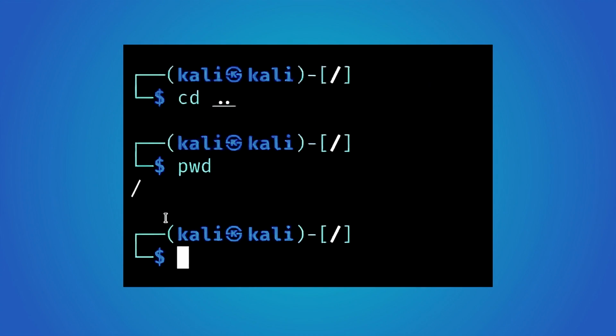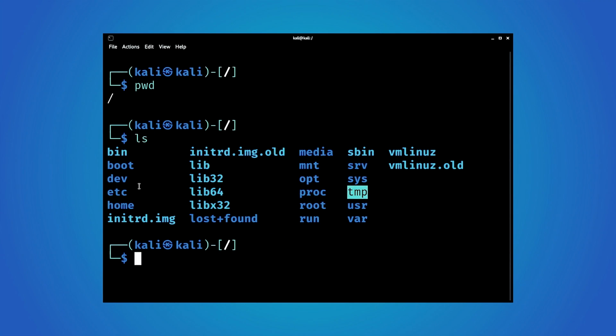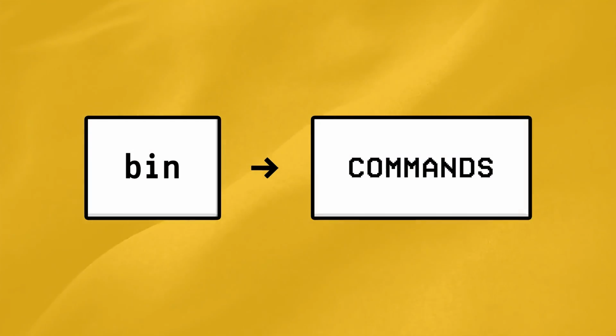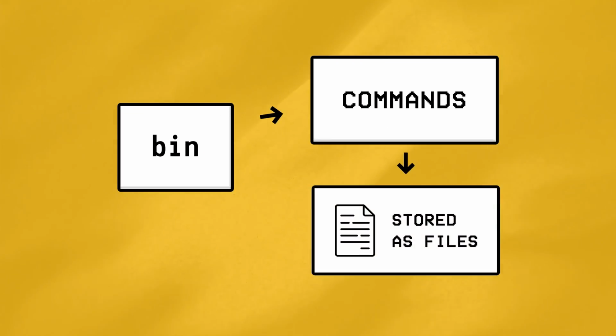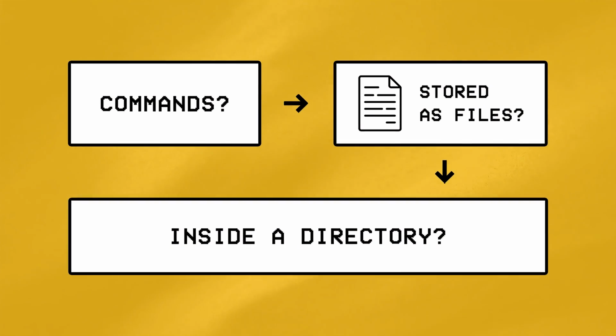So let's clear our terminal by typing in the clear command real quick, and then type ls to take a look inside the heart of Linux, aka the root of the file system. Okay, so it looks like we've got a bunch of directories here, so let's go through them one by one, starting with this first one right here called bin. Bin stands for binaries, and it basically contains all the commands we've been using so far stored as files. Now you might be wondering, how can commands be stored as files inside a directory?